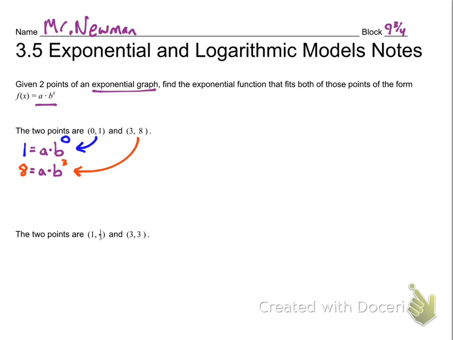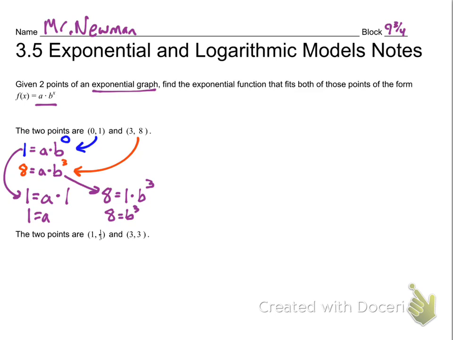So we have a system of equations now. First of all, 1 equals a times b to the 0. Well, b to the 0 is just 1, so I know that a is 1. That doesn't always happen nicely like that, but sometimes it does. And so I can take my equation on the second line and substitute 1 in for a, and now I can just solve for b.